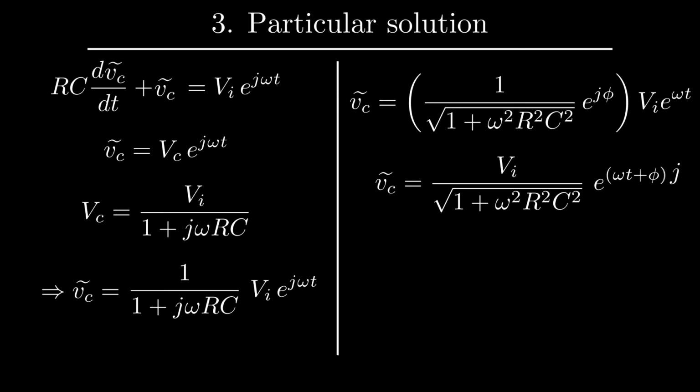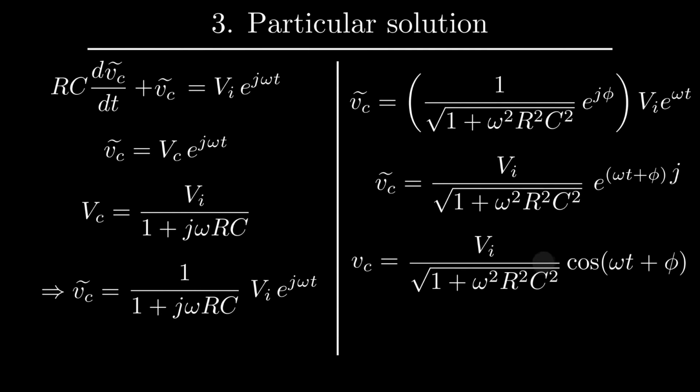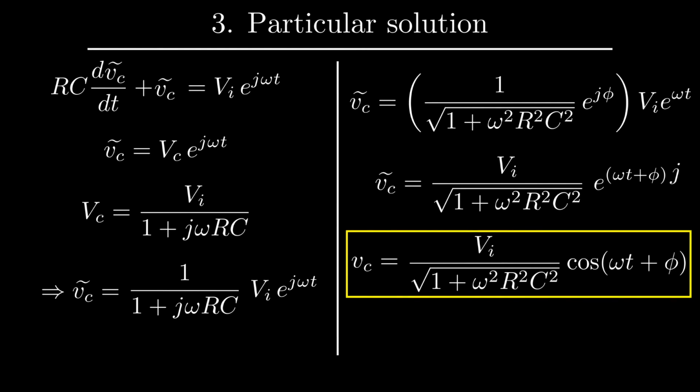Remember, this is not the solution. Taking the real part of Vc tilde will give us the actual solution. And there it is, the solution to our original differential equation with the cosine input.